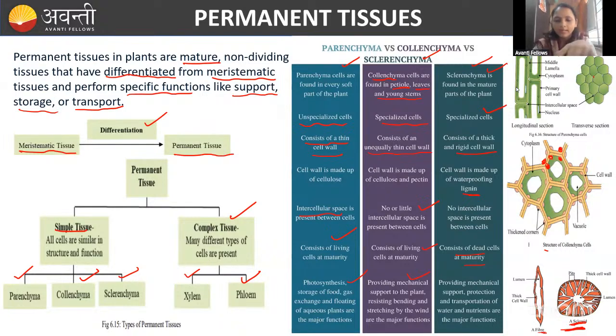This is important, guys. Sclereid, remember, that is the shells of the nuts. It consists of the outer coating of the nuts, and it is also present in the pear, the sapota, and the guava. Okay, fine.